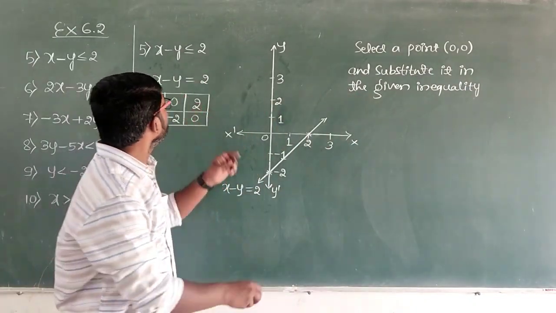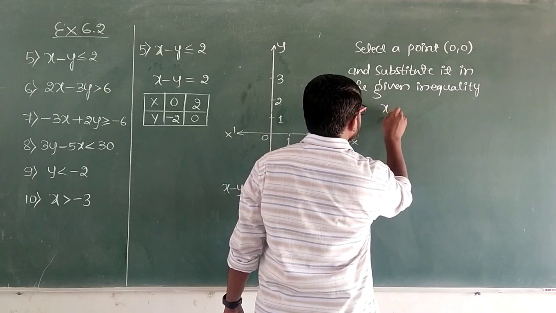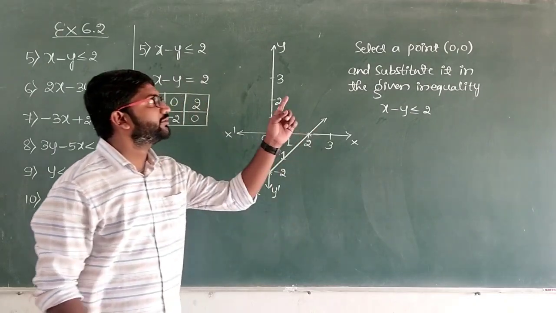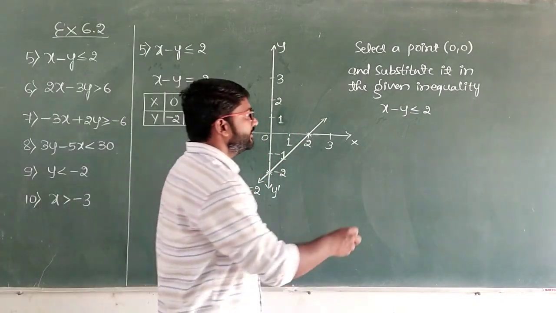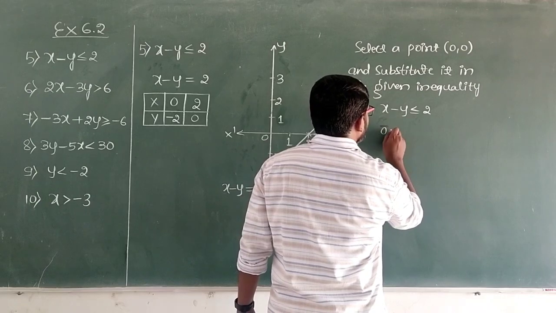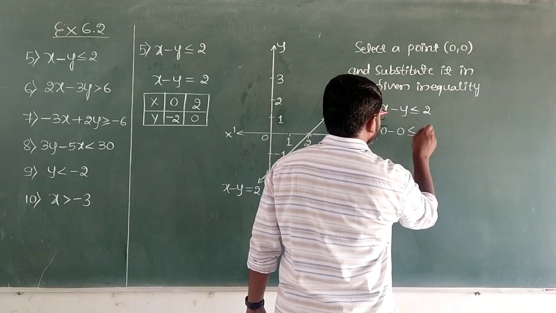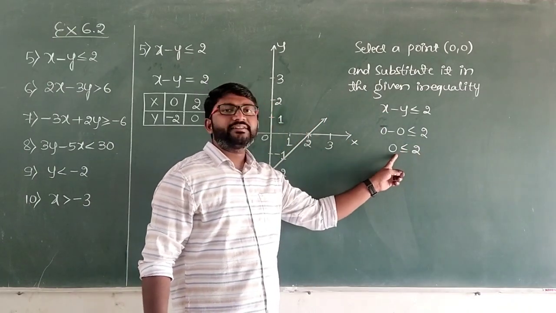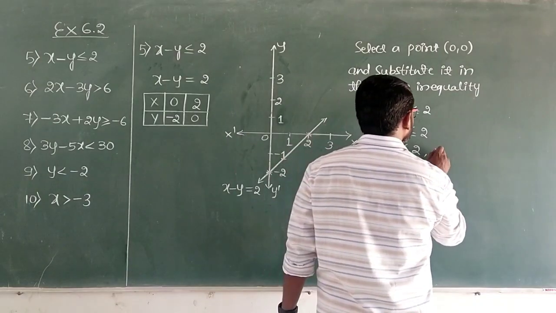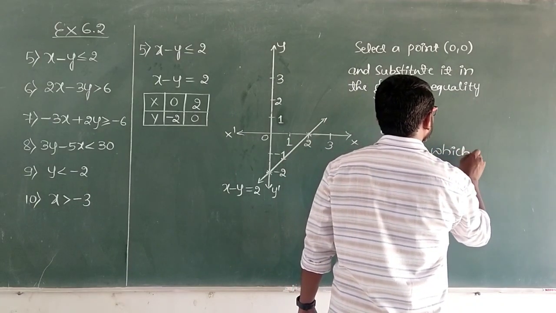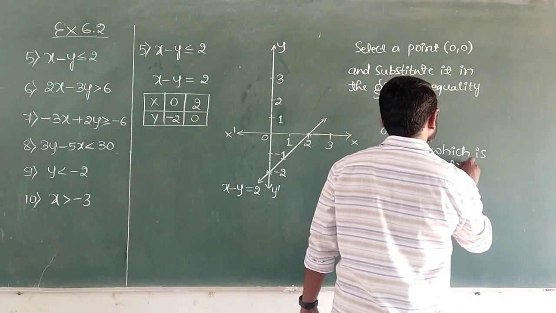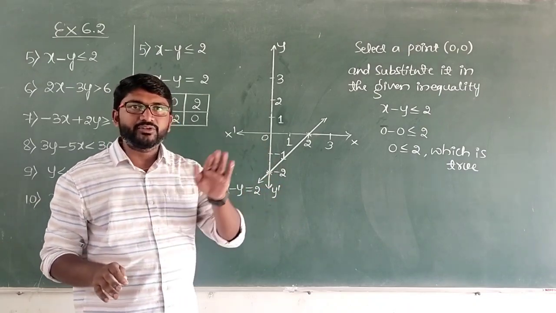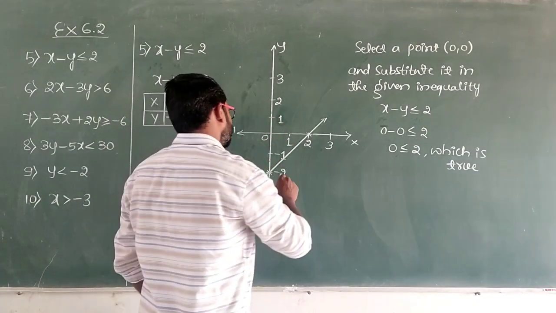So consider the inequality now. x minus y less than or equal to 2. Now we have to consider 0 comma 0. That means x as 0 and y as 0. So here 0 minus 0 less than or equal to 2. So this becomes 0 less than or equal to 2. So now 2 greater than 0, which is true. So whenever the inequality is true, we have to shade the region towards the origin. Let us go for the shading process now.